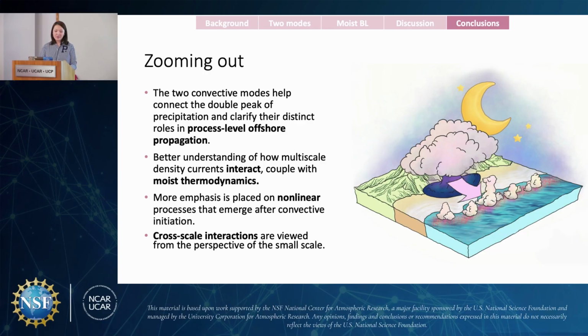More emphasis in our work is placed on the nonlinear processes that emerge after convective initiation, for example, the cold pools. And then last, we study a very difficult but important phenomenon called cross-scale interactions, but we view this problem from the perspective of convective scale. So this is why we regard the cross-equator monsoon as a kind of large-scale density current in our work.